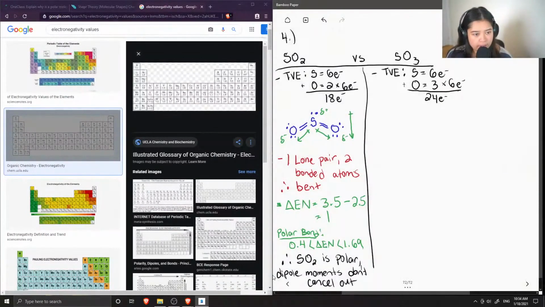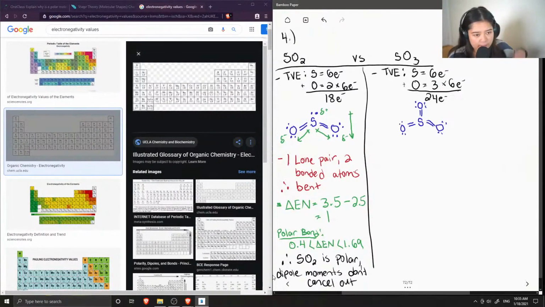So now let's draw sulfur as our central atom, and then the 3 oxygens bonded to the sulfur. And I'm also going to draw in double bonds. And all of the lone pairs.